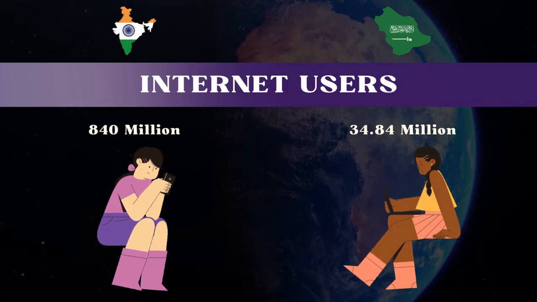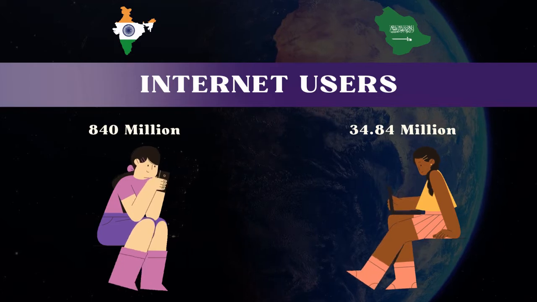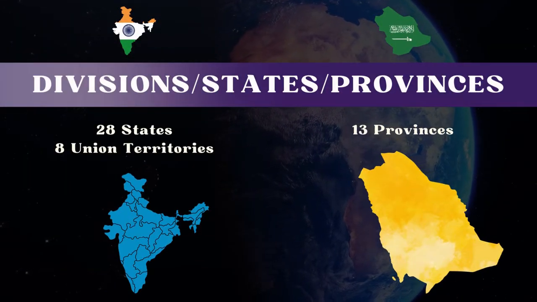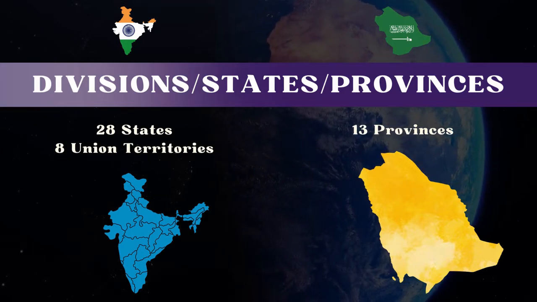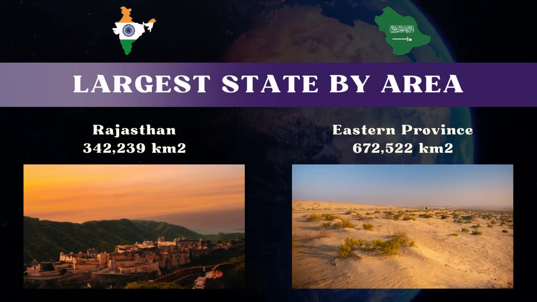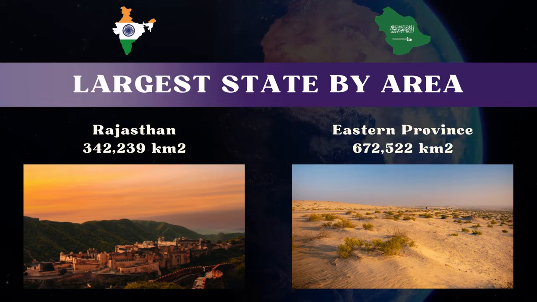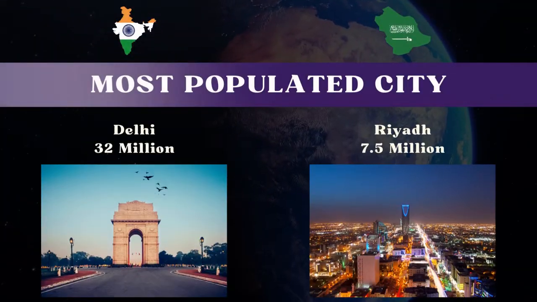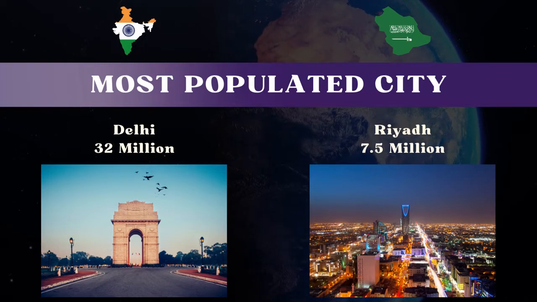India has more internet users than Saudi Arabia in 2022. India has 28 states and 8 union territories, Saudi Arabia has 13 provinces. Rajasthan is the largest state of India and Eastern Province is the largest in Saudi Arabia. Delhi is the most populated city in India and Riyadh is the most populated city in Saudi Arabia.